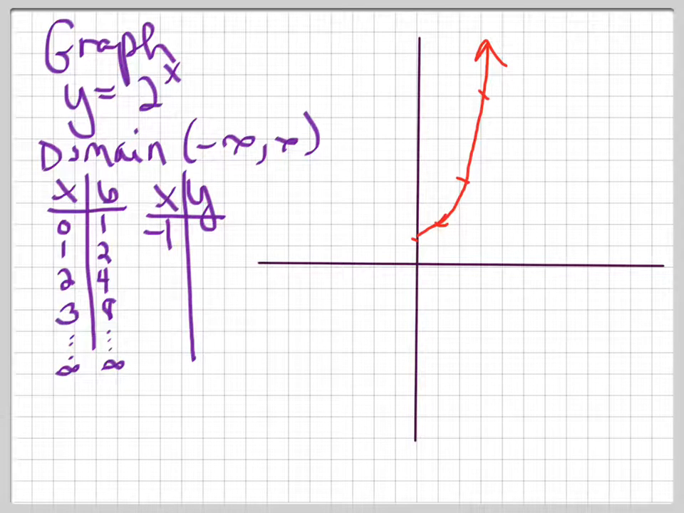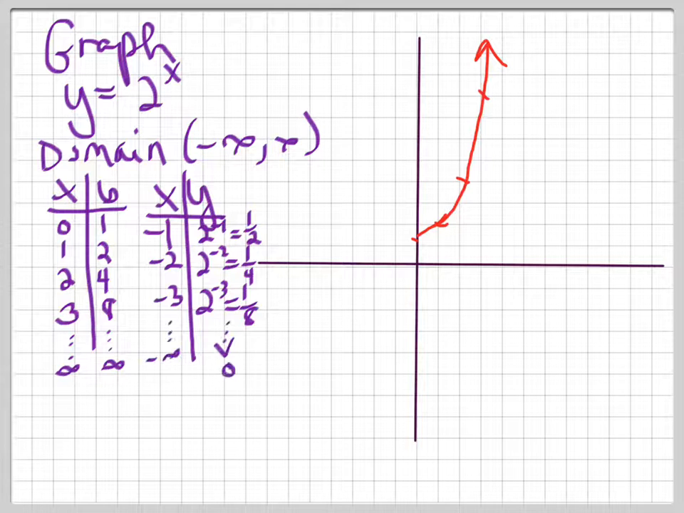Now let's go to the left. So we'll start with x is negative 1. This gives us 2 to the negative 1, which is 1 over 2. 2 to the negative 2 is 1 over 4, and then 2 to the negative 3 is 1 over 8. So if you think about these patterns, as we let x go towards negative infinity, then y is actually getting closer and closer and closer to 0.